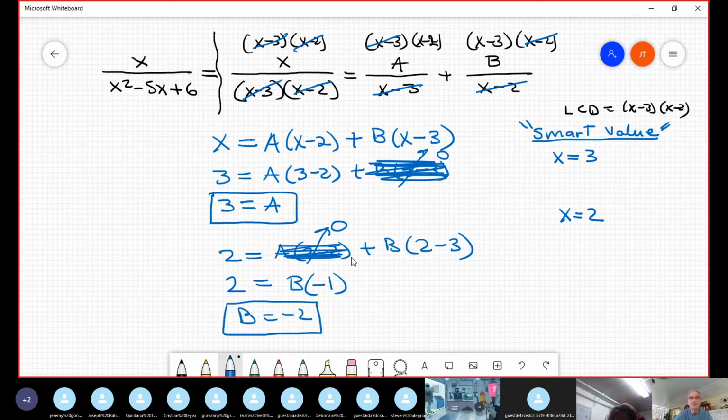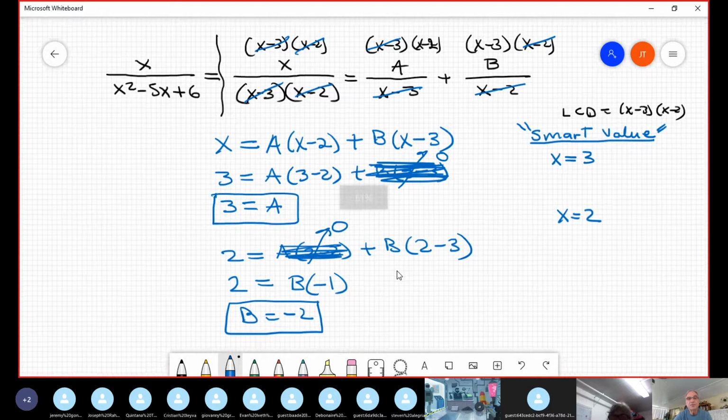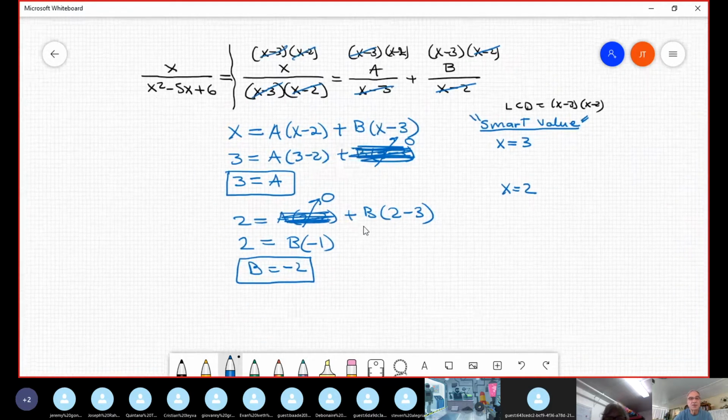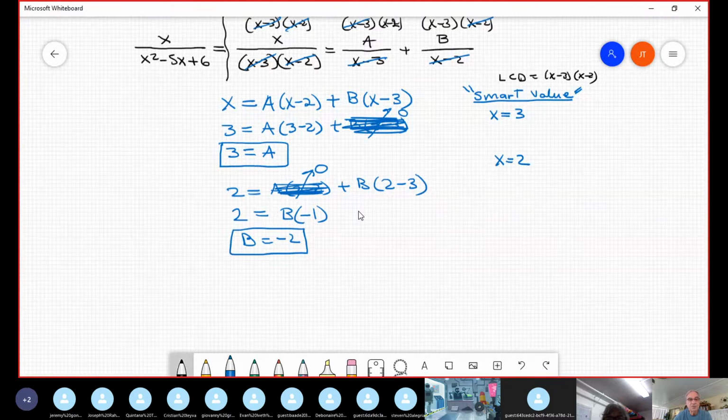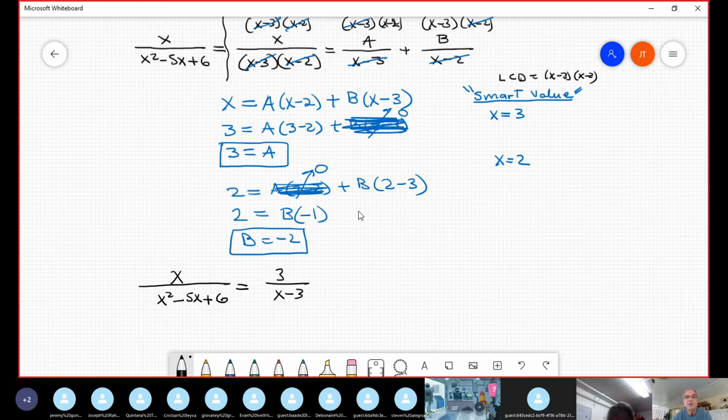Okay? Now, I come back to the beginning. I can write the partial fraction decomposition of this expression, for working in Calculus 2, as 3 over x minus 3, because A is 3. Look, I replace here 3, and here negative 2, no? So you can write it like that.